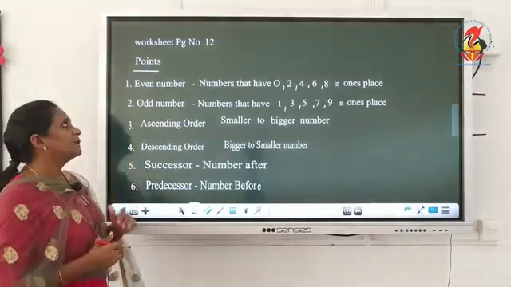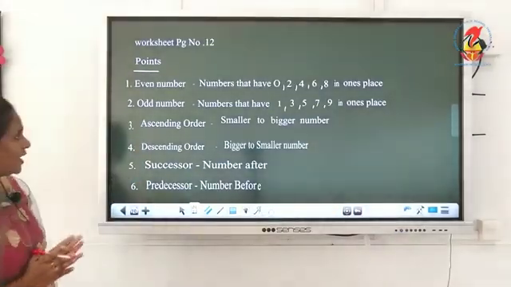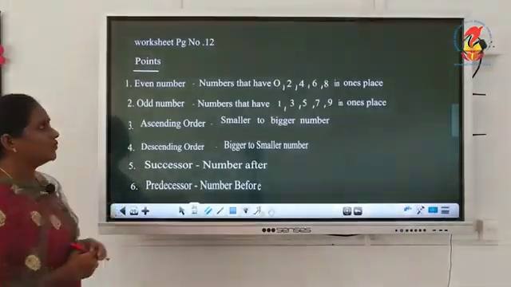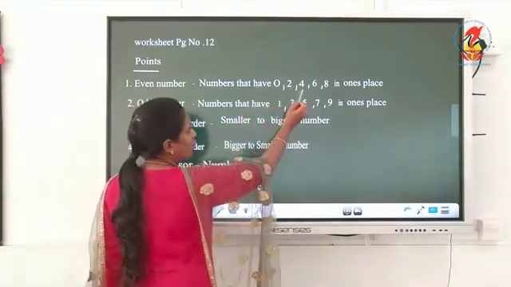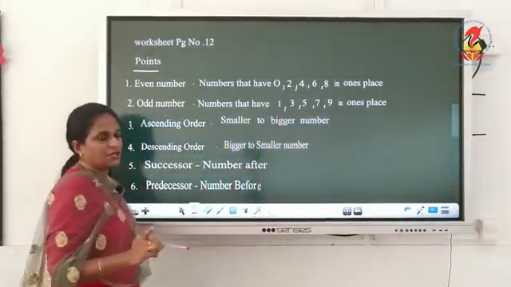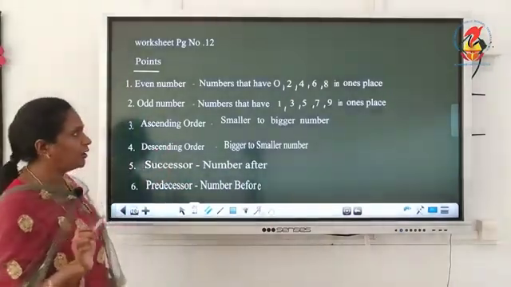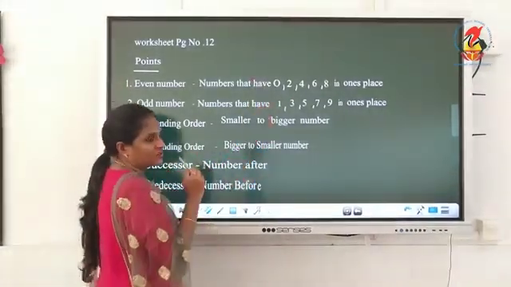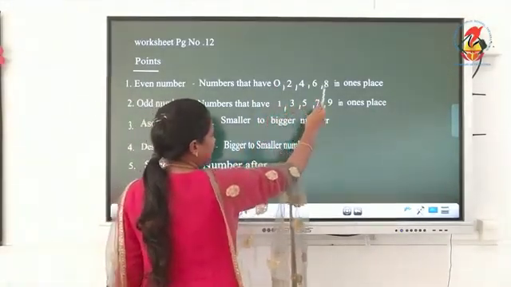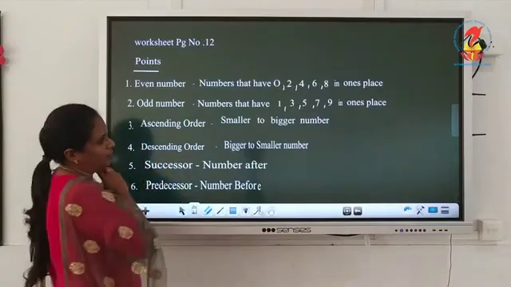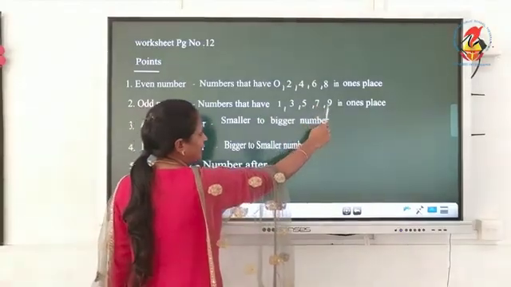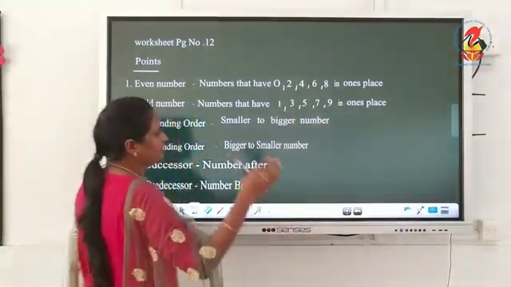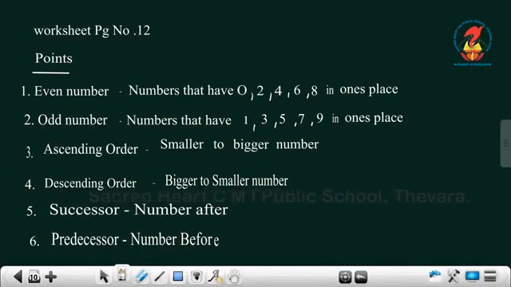Now let's move on to worksheet page number 12. We are going to recollect what we have learned today. Points are even numbers. Even numbers are numbers that have 0, 2, 4, 6, 8 in ones place. If you are checking whether it's even or odd, you have to check with the number in ones place. So if it's 0, 2, 4, 6, 8 in ones place, it's an even number. And odd numbers are numbers that have 1, 3, 5, 7, 9 in ones place. If in ones place the numbers are 1, 3, 5, 7, 9, then it's an odd number.